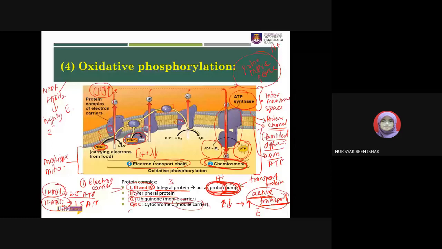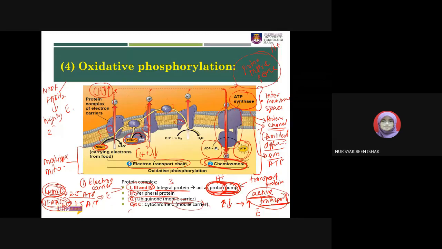Maksudnya bila NADH dia masuk lebih awal, maksudnya dia akan release lebih banyak energi kepada ETC tu. Maksudnya lebih banyak proton akan dipump masuk ke dalam intermembrane space berbanding kalau FADH2 masuk lambat sikit kan. Dia masuk dekat kompleks yang kedua. So dia akan release less energy from the electron movement. So hydrogen ion hanya akan pump daripada yang kompleks 3 ni. Okay, so the energy release from FADH2 is lesser compared to NADH molecule. So that's why jumlah ATP untuk NADH ni lebih banyak berbanding dengan FADH2.